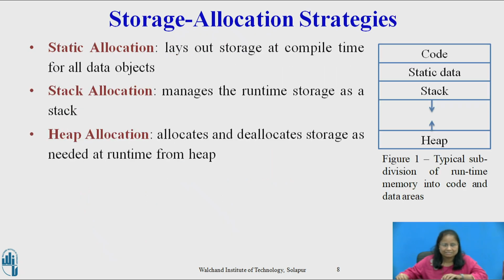Storage allocation strategies. A different storage allocation strategy is used in each of the 3 data areas in the organization of figure 1. The first one is static allocation. This lays out storage at compile time for all data objects. Stack allocation manages the runtime storage as a stack. Heap allocation allocates and deallocates storage as needed at runtime from a data area known as the heap. These allocation strategies are applied to the activation record.